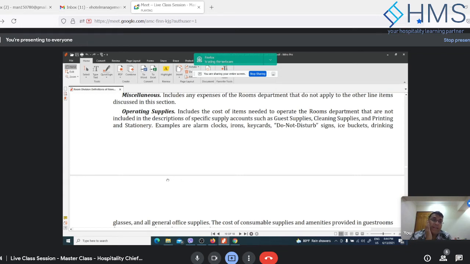So, for example, the drinking glass, if it's a policy, usually the first setup, when you build a hotel or when you renovate the hotel, the first setup of everything is a part of your capex. After that, whatever you are doing as a replacement is a part of your expenses, right? Not as a part of your fixed asset.